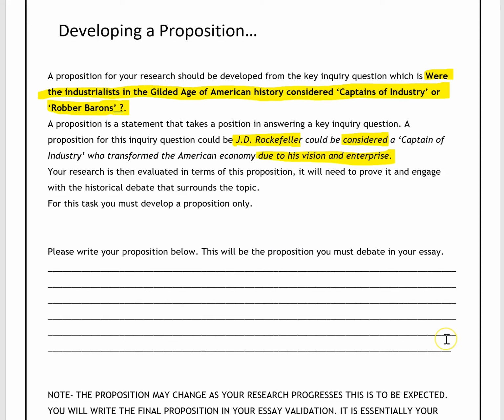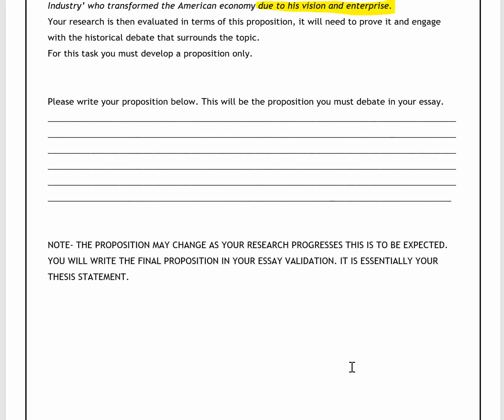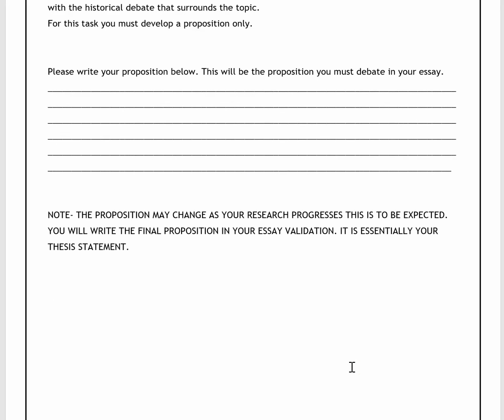Okay, so basically you're proving that, yes, J.D. Rockefeller was a captain of industry and this is why. Okay, so just note that down there. The proposition may change as your research progresses. This is very normal. You can write the final proposition in your essay validation. And that's really your thesis statement, which is done for you, which is nice.